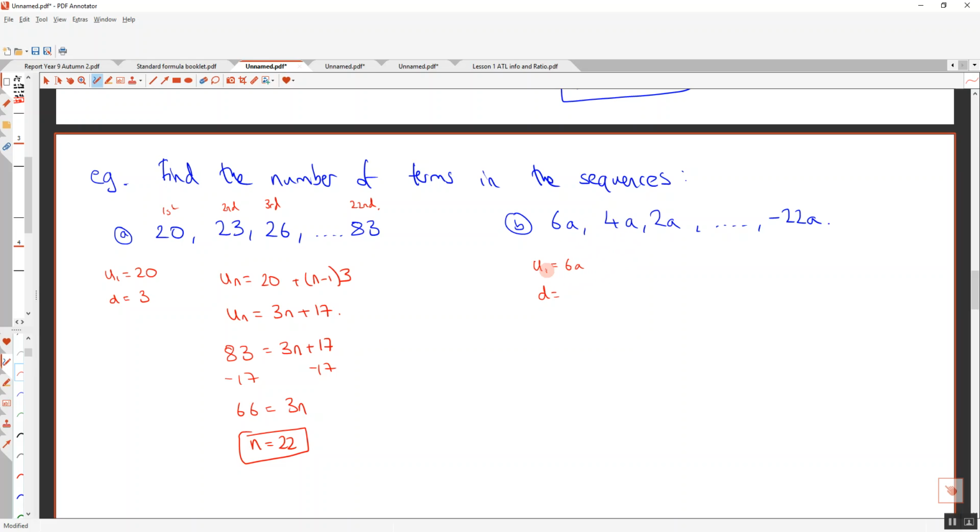Negative... Come on, Ashley, you're being very quiet there. Negative 2a, right. Okay. All right, so come on, confidence. You're adding on negative 2a to 6a. That gets you to 4a, yeah? Yes. That's all we're thinking, okay?